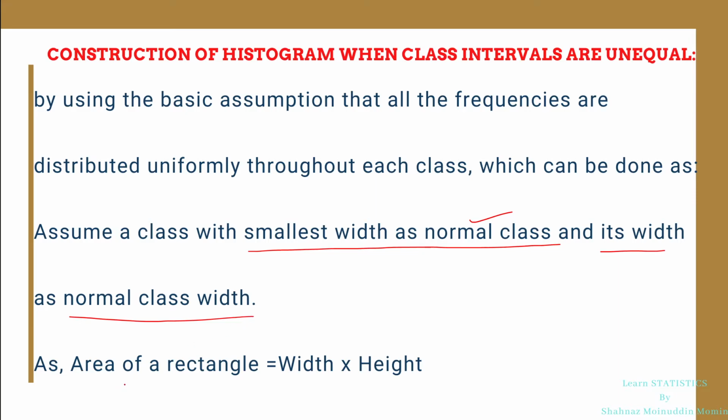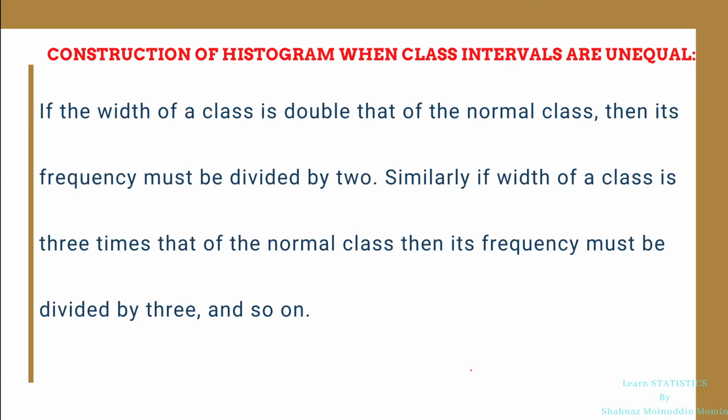We know that area of a rectangle equals width into height. So if the width of a class is double that of the normal class, then its frequency must be divided by 2. Similarly, if the width of a class is 3 times that of the normal class, then its frequency must be divided by 3, and so on.